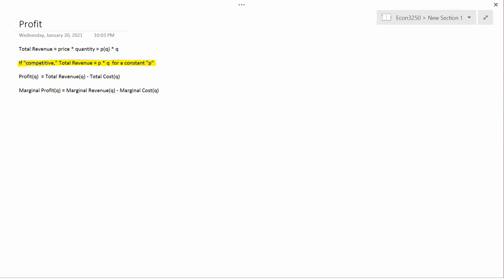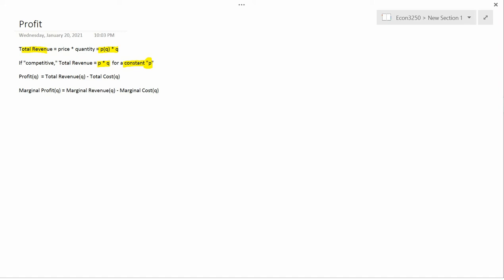The initial definition I want to give is just mathematical. In general, total revenue is P of Q times Q, but if price actually doesn't depend on quantity, if price is a mathematical constant, so like price is $5 a unit, it doesn't matter how many units the firm sells, then we can simplify P of Q times Q to just writing P times Q.